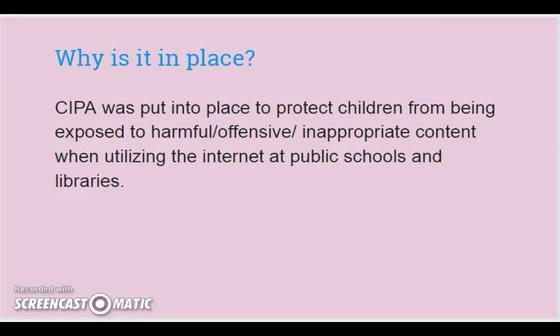CIPA was put into place to protect children from being exposed to harmful, offensive, or inappropriate content when utilizing the internet at public schools and libraries. It was initially enacted by Congress in 2000 to address concerns about children's access to obscene or harmful content over the internet. In early 2001, the FCC issued rules implementing CIPA and provided updates to those rules in 2011. E-Rate schools and libraries can apply for funds for devices, hardware, internet access, etc., for students to connect to 21st century learning opportunities.